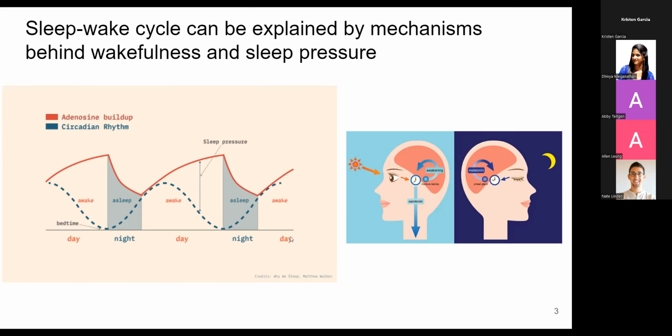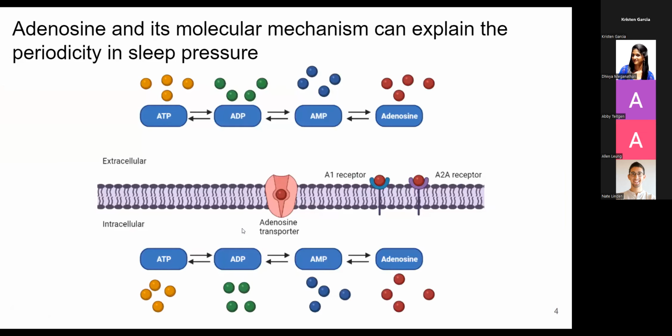Using this information, we can look to some molecular machinery to explain this graph in a little bit more detail. Essentially what this diagram is saying is that during the day, your body uses up ATP, or energy, and produces its derivatives ADP, AMP, and eventually adenosine as a byproduct. This in turn explains the accumulation that we see of adenosine throughout the day, since more and more adenosine is being produced because a lot more ATP is being used throughout the day.